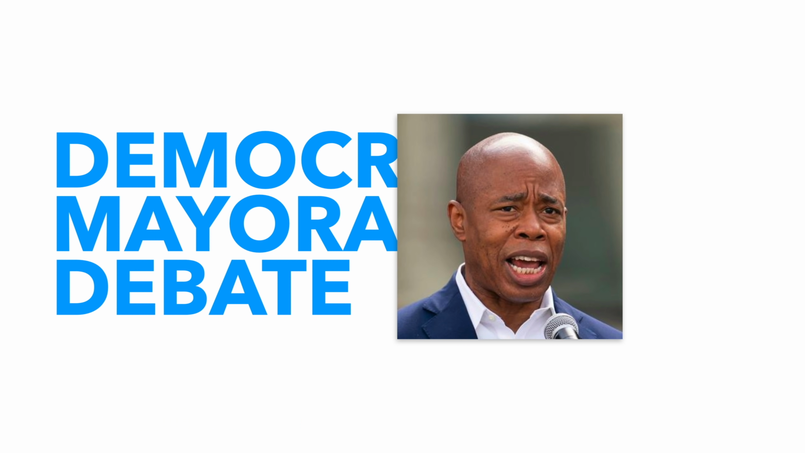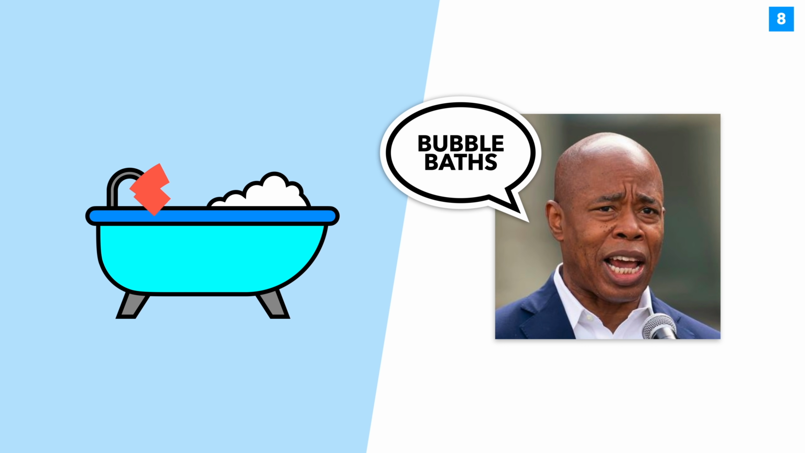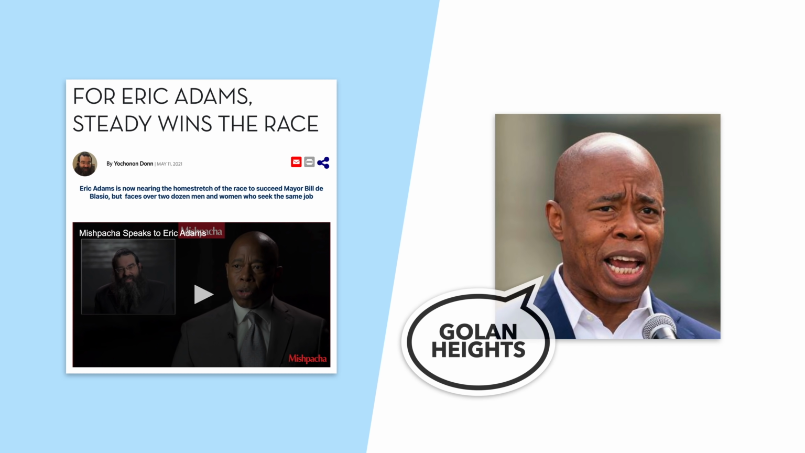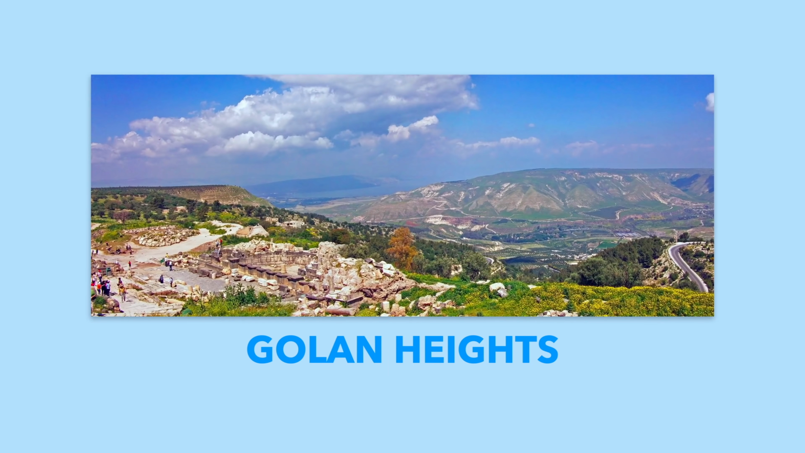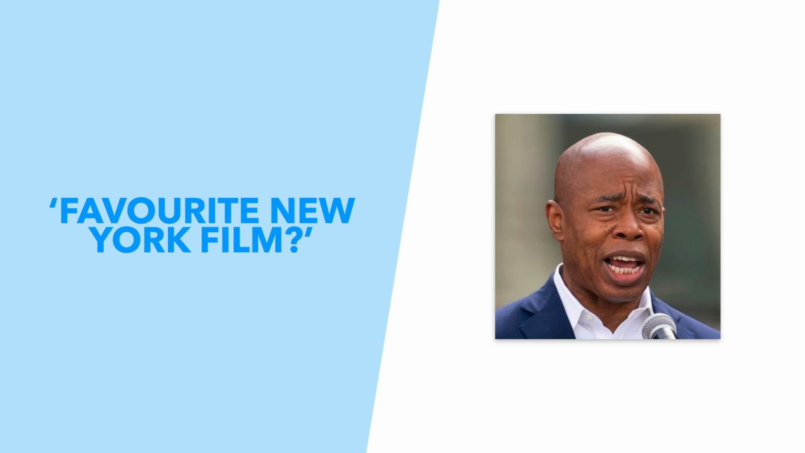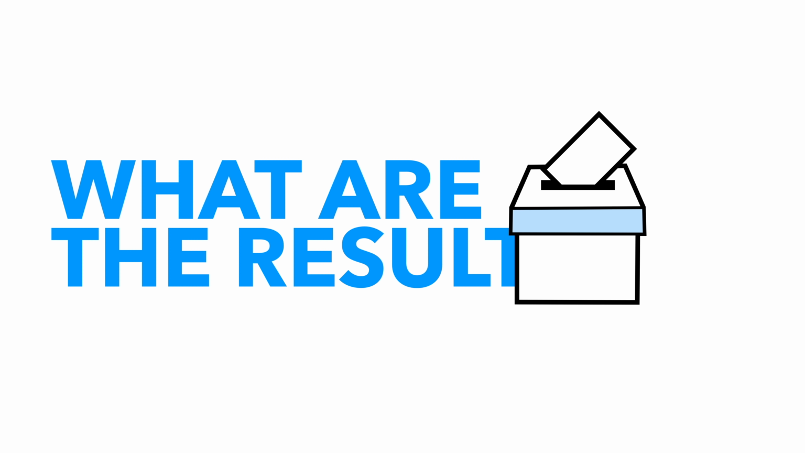Also, in the debate, when he was asked one thing he couldn't live without, he said bubble baths. But it turned out that he doesn't actually have his own bath. When he was asked where he would retire, he said Golan Heights. Which, fair enough, is a very pretty place, but Israeli-occupied Syria is not a standard answer to the question, where do you plan on retiring to? Also, when he was asked what his favourite New York film was, Adams just replied Taxi. Anyway, enough memes. What were the results between Yang and Adams?